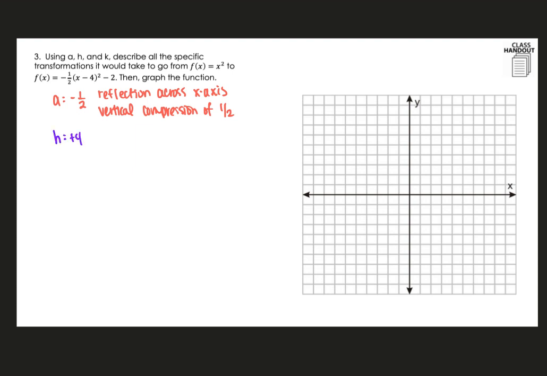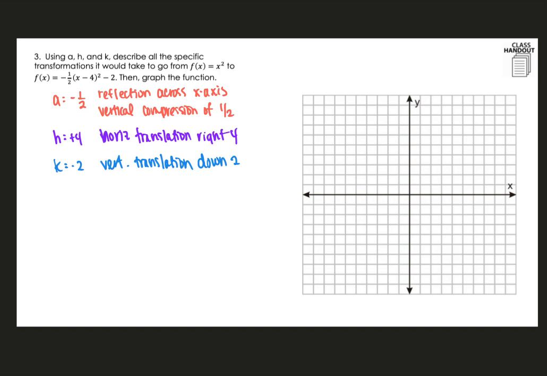H is positive 4, which means we have a horizontal translation right 4. And then K is negative 2, which means we have a vertical translation down 2.